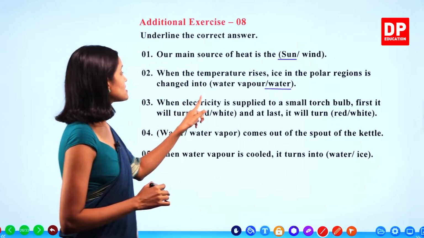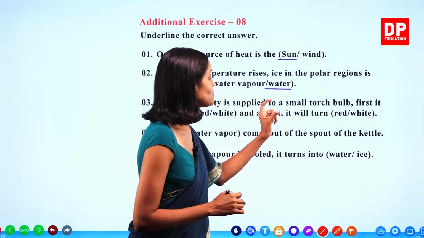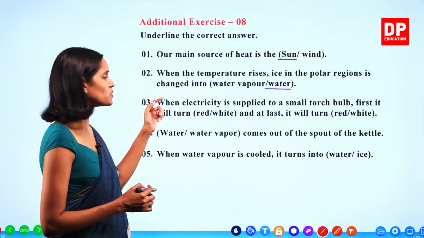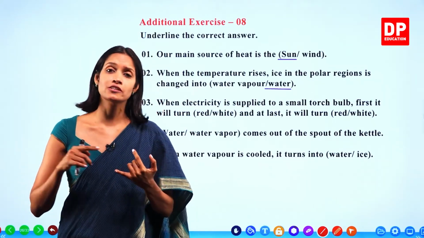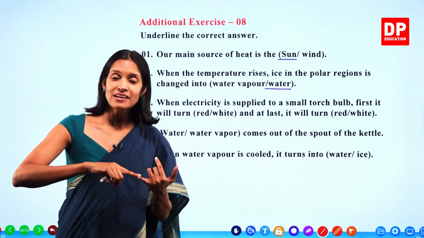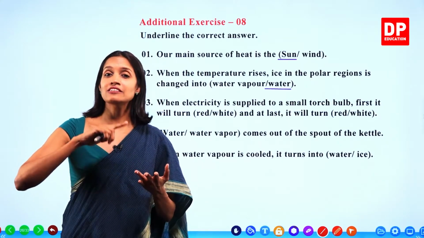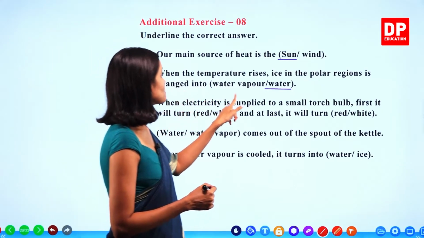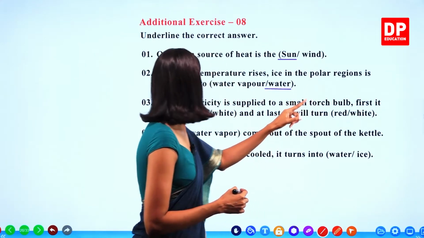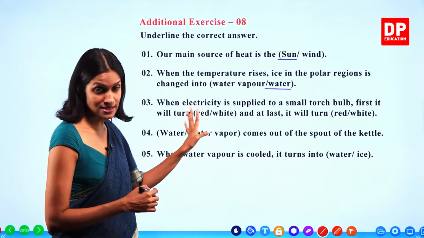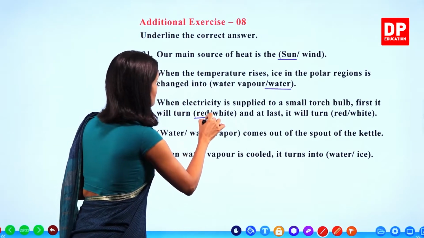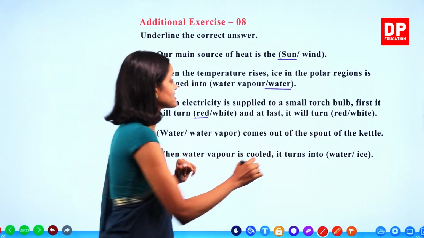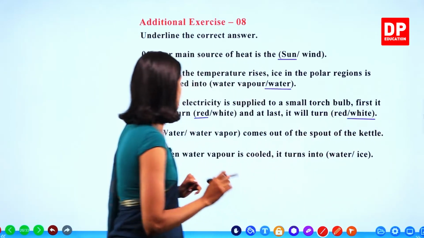When electricity is supplied to a small torch bulb, what happens to the color of the filament? It changes, right? So, do you remember the order of color change, children? First it turns red, then orange, then yellow and then white. Okay. When electricity is supplied to a small torch bulb, first it will turn what color? Red. And at last it will turn what color? White. Next one.